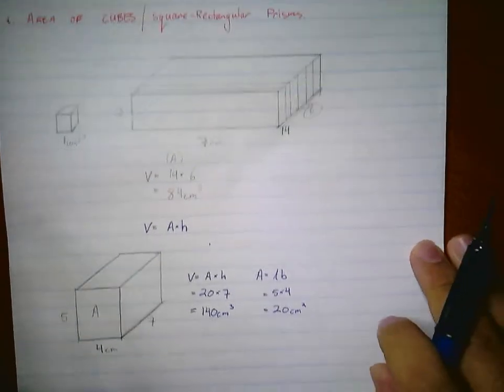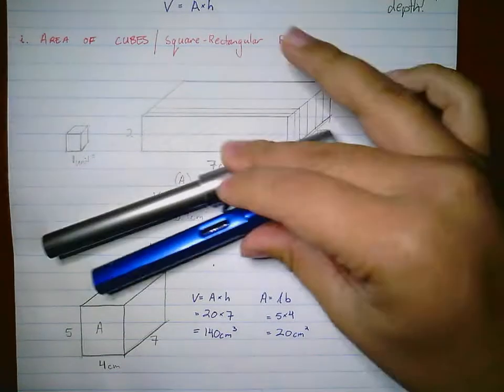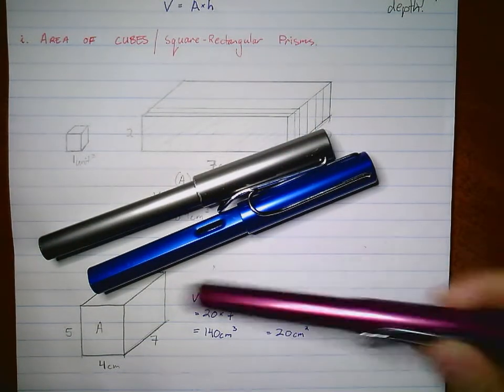So that is a very basic example and understanding of how to calculate the volume of prisms. Best of luck.